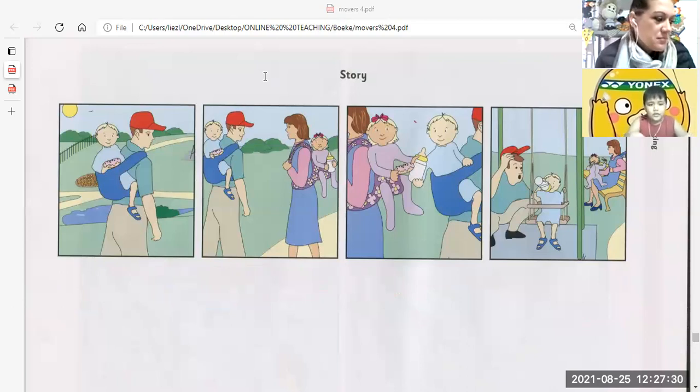First, Tom and Tom's father walk in the park. First, it's a sunny day. Tom and his father are in the park. So, it's a sunny day. Tom and his father are in the park. Tom has a cake. Next.